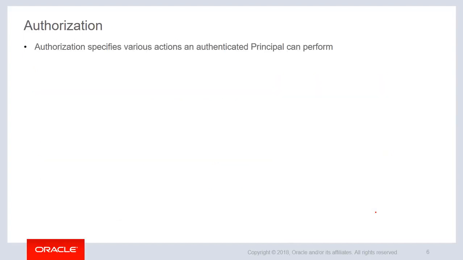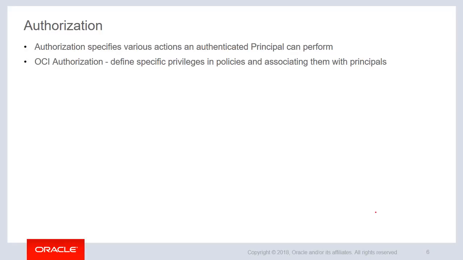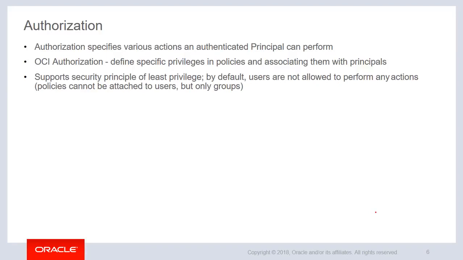How does authorization work? Authorization basically specifies various actions an authenticated principal can perform. In the case of OCI, authorization is done by defining specific privileges in policies and associating them with principals. Policies also support the security principle of least privilege. By default, users are not allowed to perform any actions, which means that policies cannot be attached to users but only to groups. So keep that in mind. It's an important concept. Policies cannot be attached to users but only to groups.